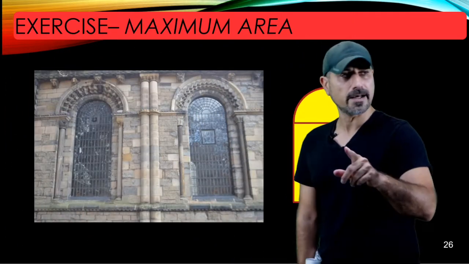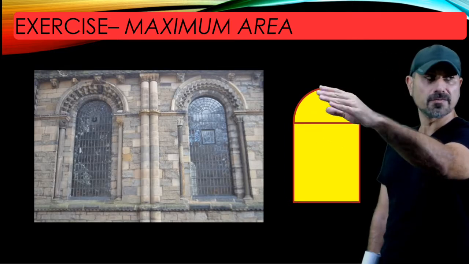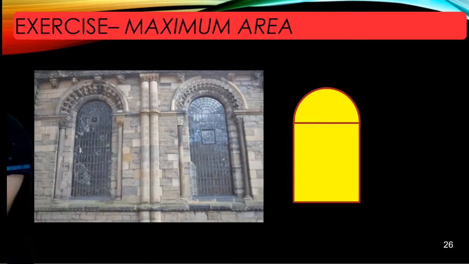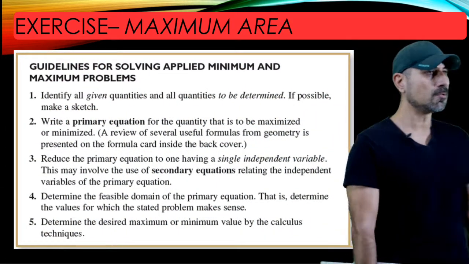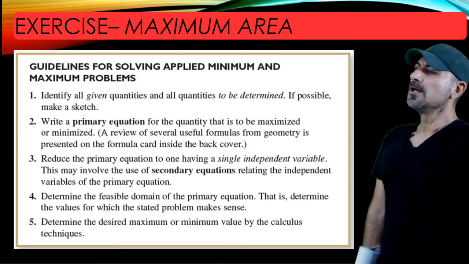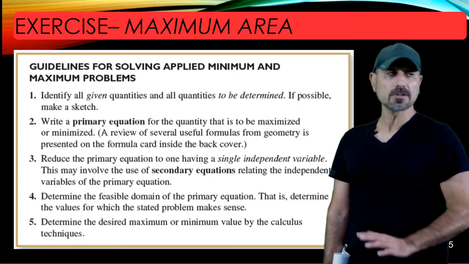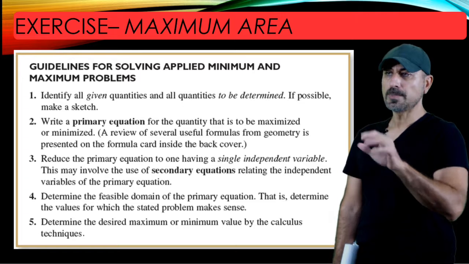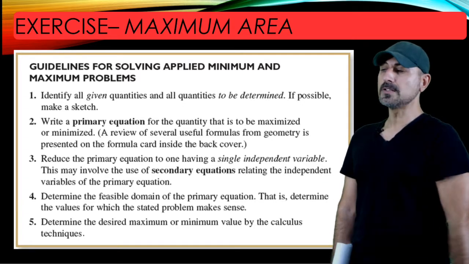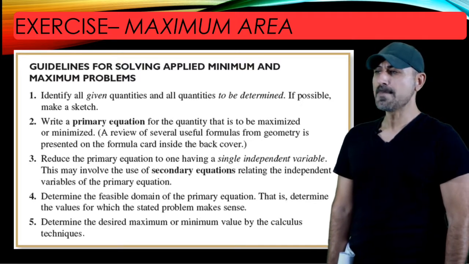As you see, you have a rectangular bottom, and then on top of that you have a semicircle. But before we step forward, why don't we remember the guidelines to solve applied maximum or minimum problems? First of all, we're going to identify all given quantities and all quantities to be determined. As you see, we already made a sketch to help us figure out the area or the perimeter. And we're going to write a primary equation for the quantity that is to be maximized or minimized.